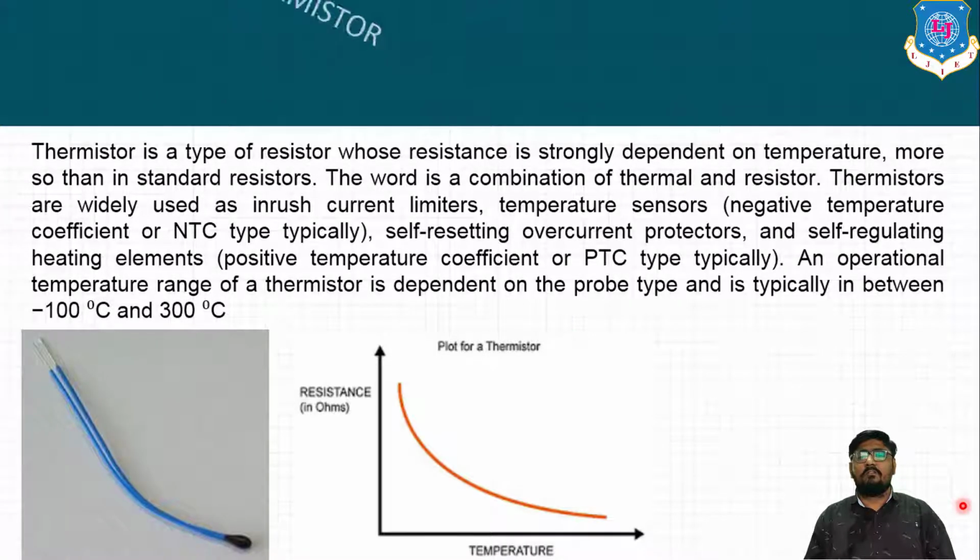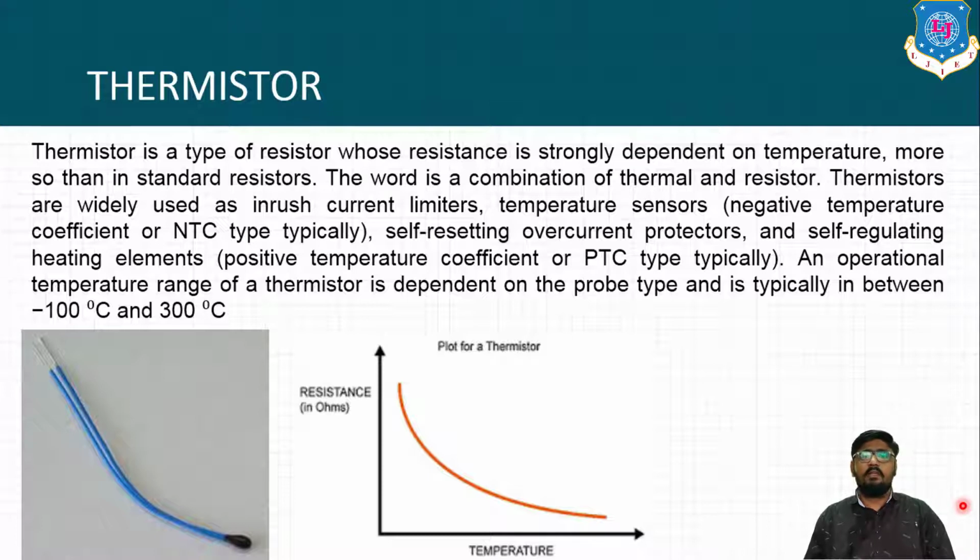A thermistor is nothing but a modified version of RTD type sensors. It is a type of resistor whose resistance is strongly dependent on temperature, more so than a standard resistor. The word is a combination of thermal and resistor. Thermistors are widely used in inrush current limiters and temperature sensors, where they are used as the NTC type, negative temperature coefficient, or as self-resetting current protectors and self-regulating heating elements. Those are known as the positive types.